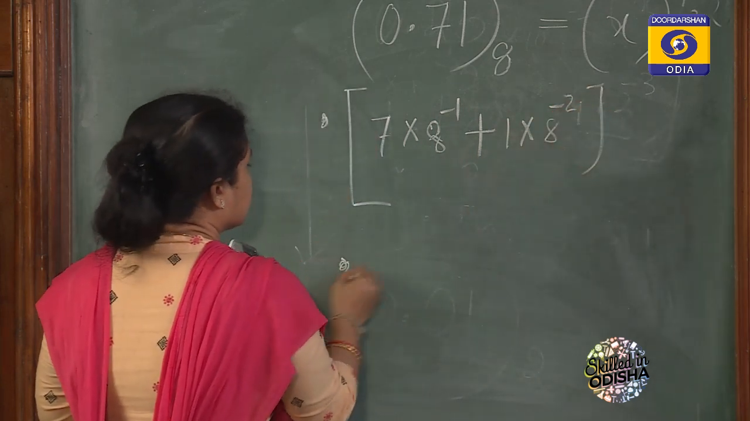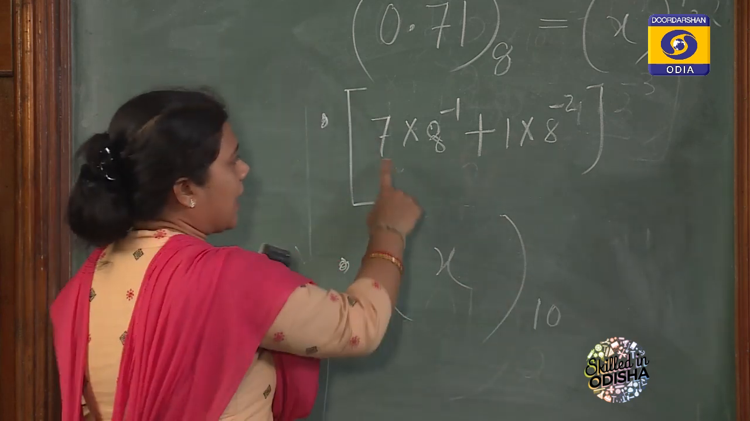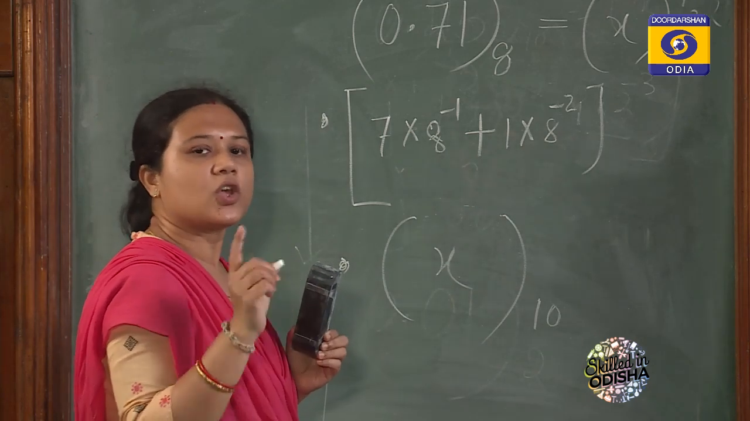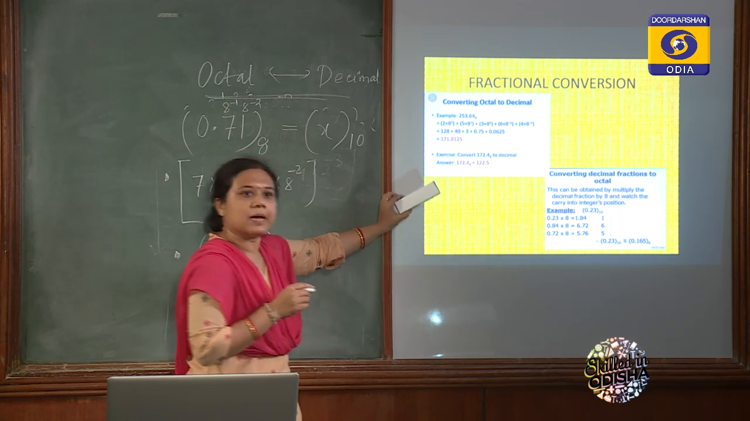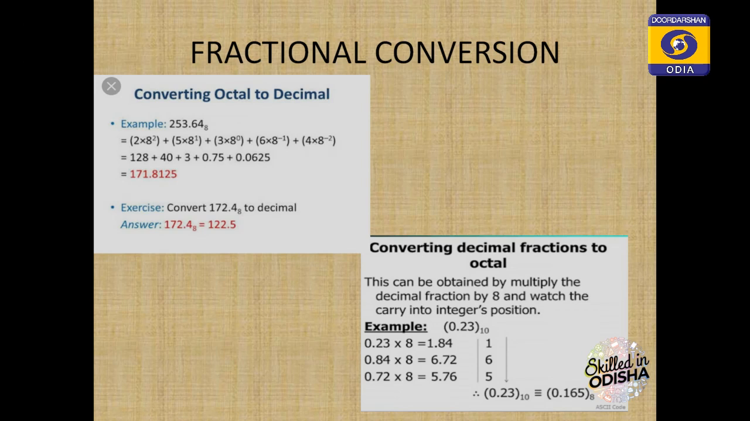Here the answer is: this is the point, and this is x, and its base will be 10. After multiplying, we have to add; whatever the answer is will be our equivalent decimal representation. One example is already given and you have to do it on your own. Similarly, next is decimal to octal conversion.